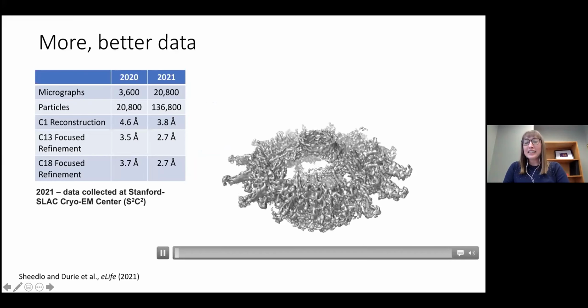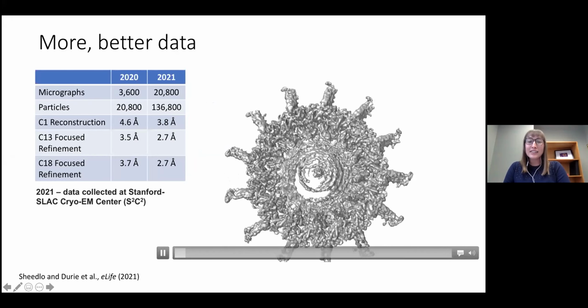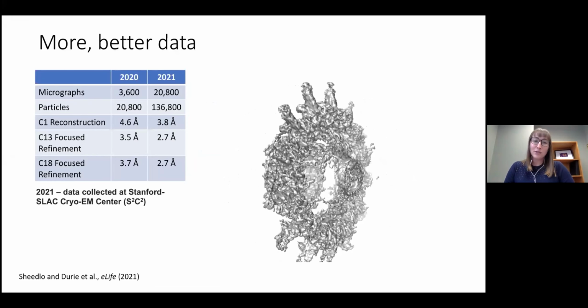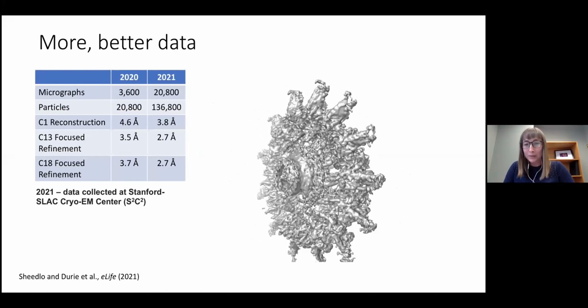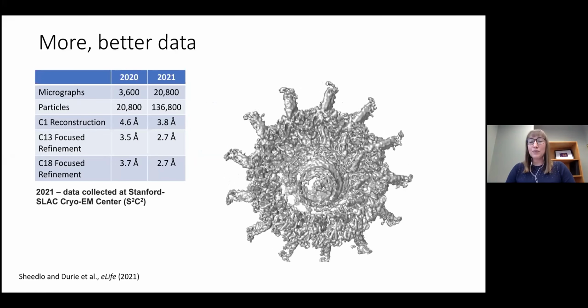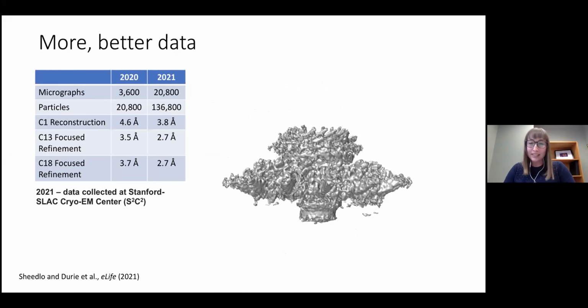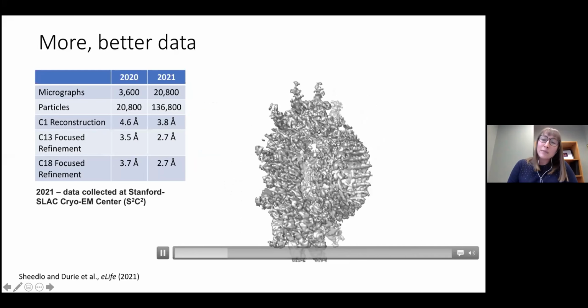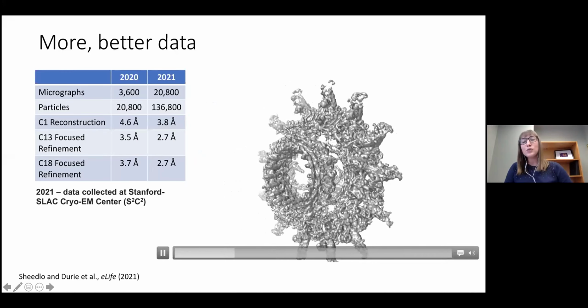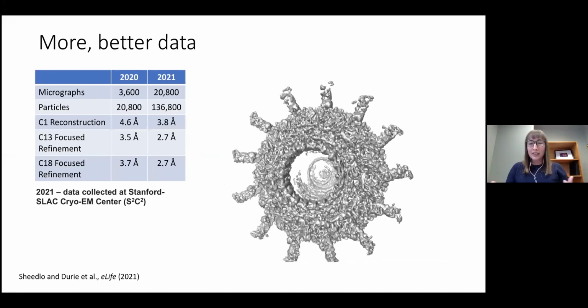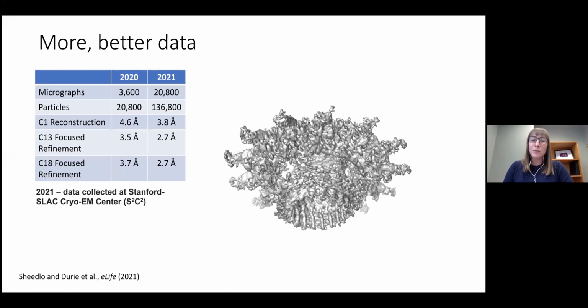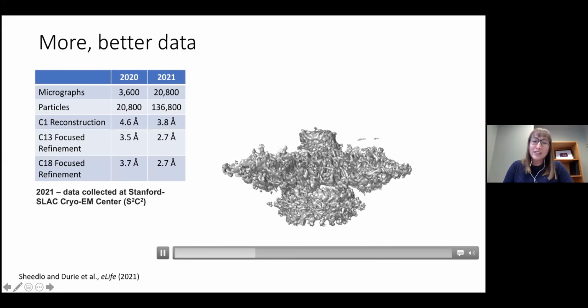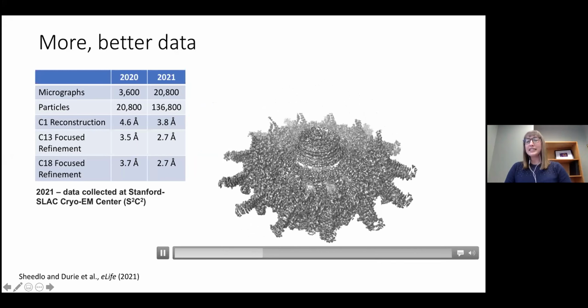And now what you'll see in this video is a comparison of the maps that we had from these two. Right now we're looking at the 2020 publication. This is the C1 map, so we haven't imposed any symmetry yet. You can start to see that there are some connections between these two regions. We see broadly these different areas, but we're not seeing any detail really in these arms. We're seeing that incomplete density in the dome.